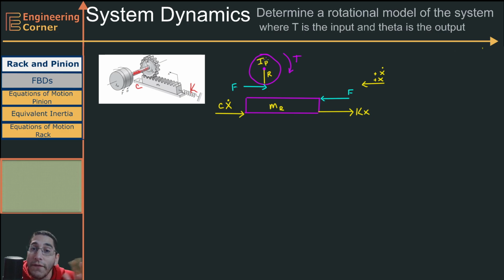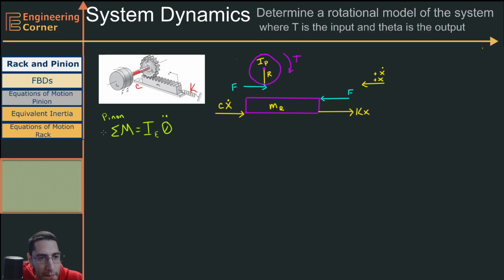At this point, you might have done enough of these problems to know that when I am going to take the equation of motion, I need to take the equation of motion of my pinion and the equation of motion of my rack. I do need to incorporate and take into account the inertia of the motor. So let's do that. So the sum of my moments, so this is for the pinion, are going to be equal to my equivalent inertia times my angular acceleration. I'm going to write that as theta double dot.